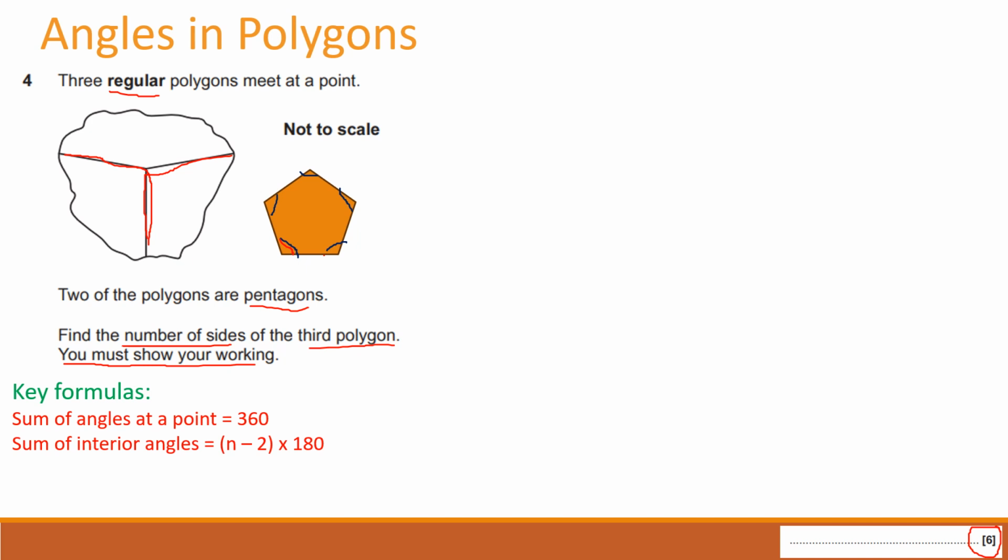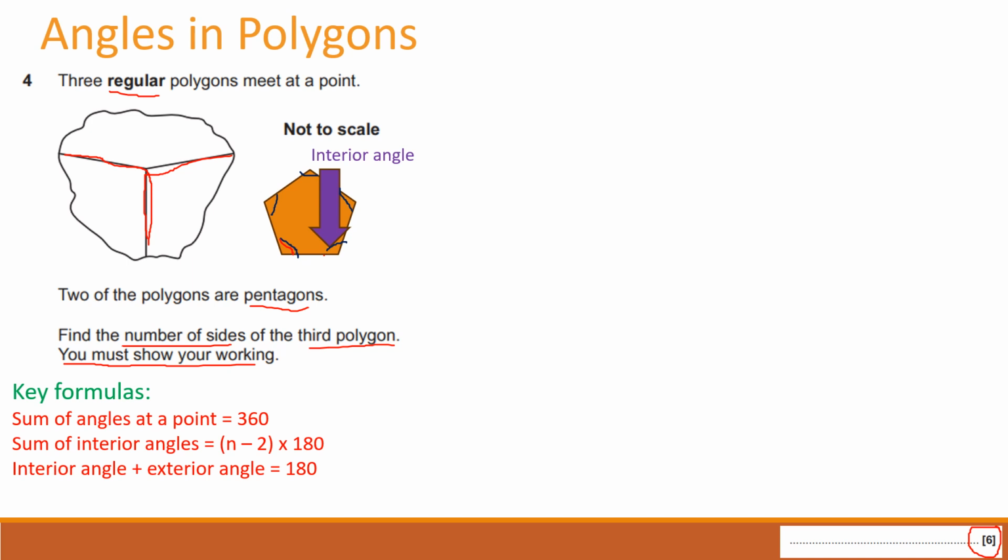The next key formula we're going to need is the interior angle plus the exterior angle add up to 180. Now we've looked at the 5 interior angles and their sum in the last formula, but now I'm just focusing on one of the interior angles. So that is just one of these angles.